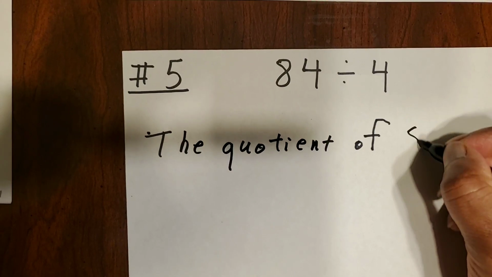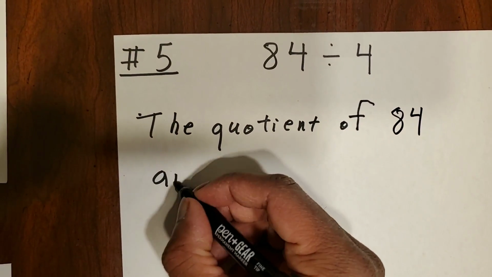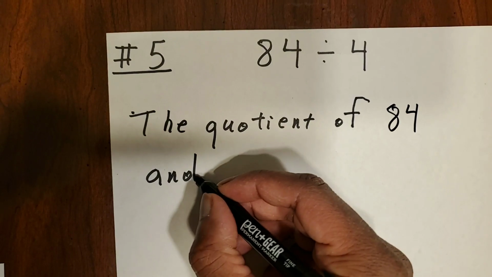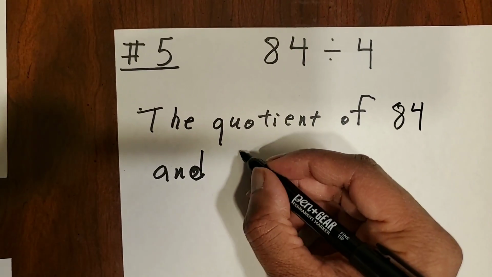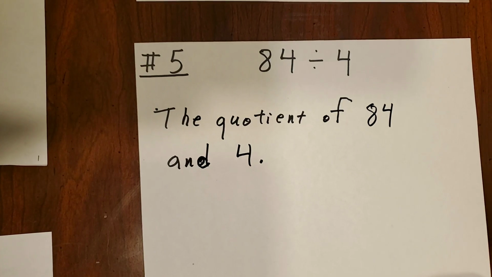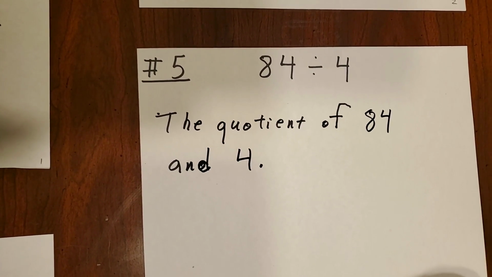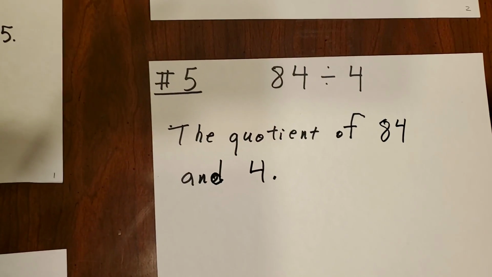The quotient of 84 and 4. So the quotient, once again, is just pretty much the answer. Simply, it's just an answer to a division problem. So I could say 84 divided by 4, or I could say the quotient of 84 and 4.